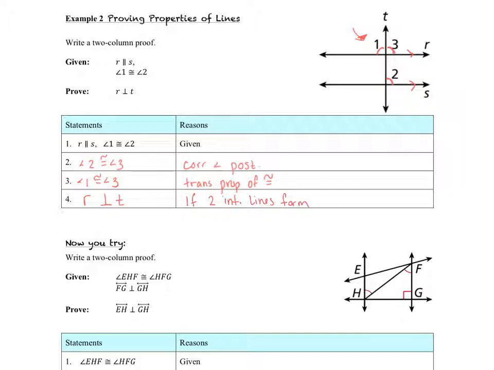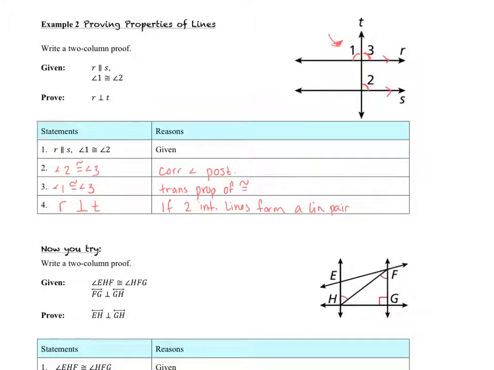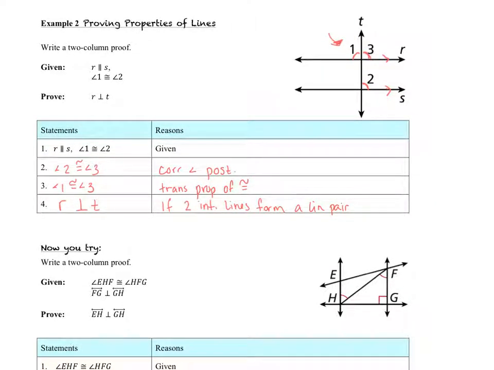if two intersecting lines form a linear pair of congruent angles, then the lines are perpendicular.